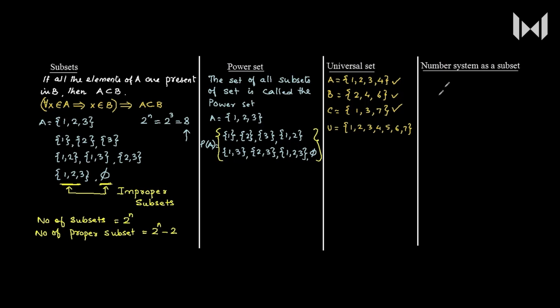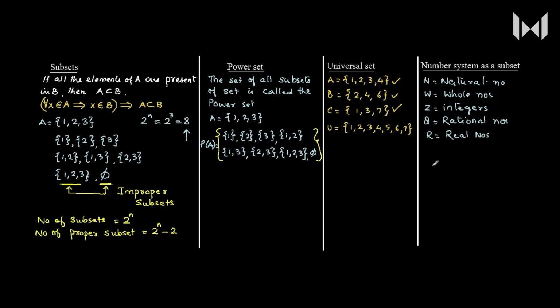Now, we know N is the set of natural numbers. Then we have whole numbers, W. Then you have Z, which are integers. Then you have Q, that is rational numbers. And finally we have R, which are real numbers.